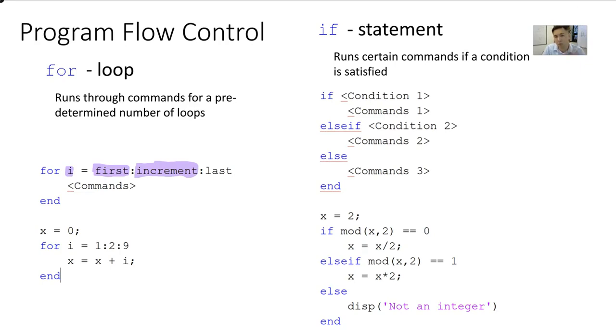But if we wanted to say, consider only the odd values, we could do 1, 3, 5, 7. So what you'd do there is you'd say, okay, my first value is 1, my increment is 2, and my final value, or my last value, would be 7. And then within the for loop, we're going to have a set of commands that we're going to execute.